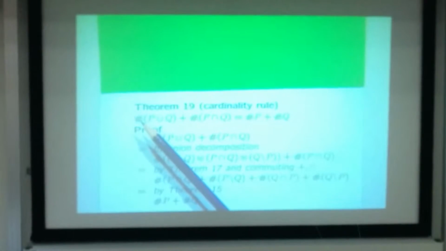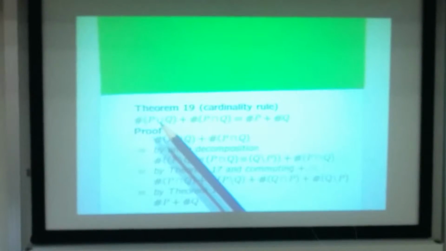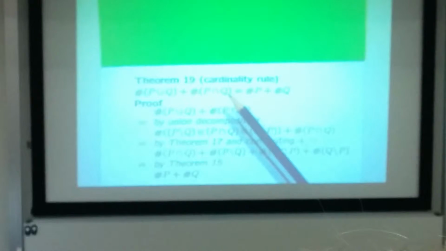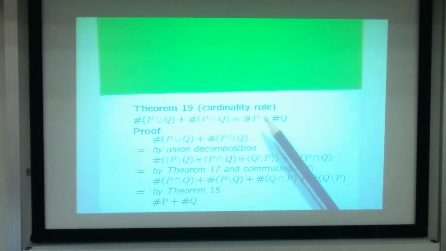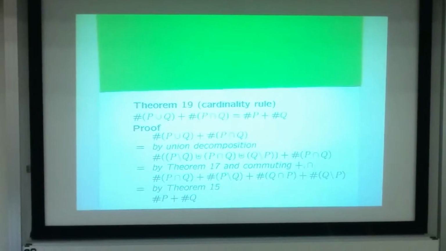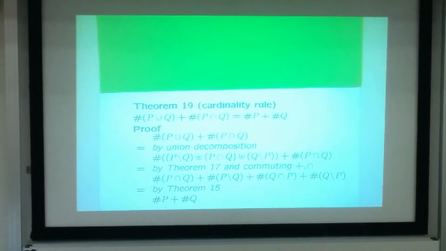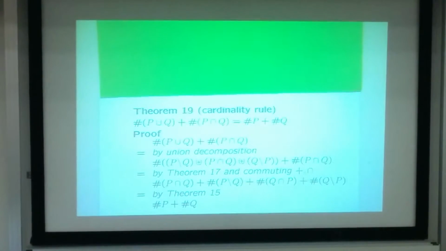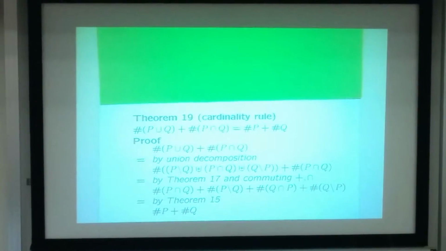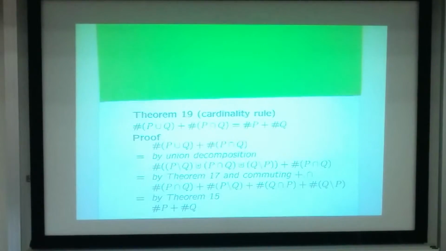So the size of the union of sets added to the size of their intersection is just the sum of the sizes of the two sets themselves. And to show this, we'll use more or less everything that we've done so far. So let's enjoy that moment.